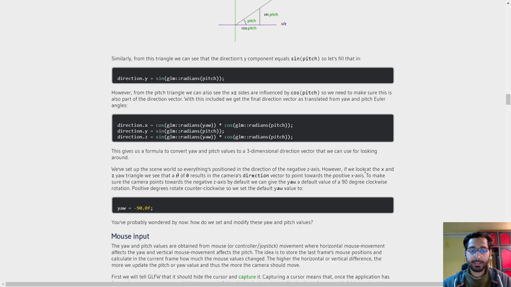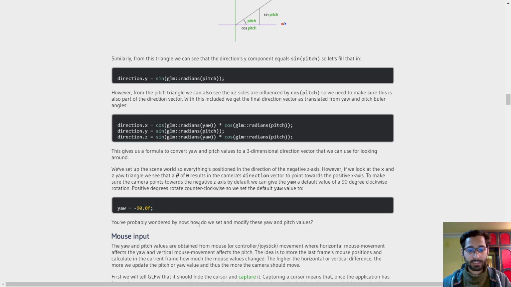However, if we look at the x and the z yaw triangle, we see that theta of 0 results in the camera's direction vector pointing towards the positive x-axis. To make sure the camera points towards the negative z-axis, by default we can give it a yaw value of a 90-degree clockwise rotation. A positive degree rotates counterclockwise, so we set the value to negative 90.